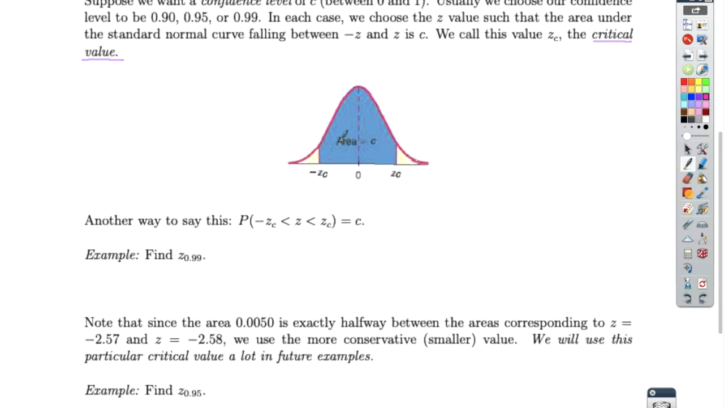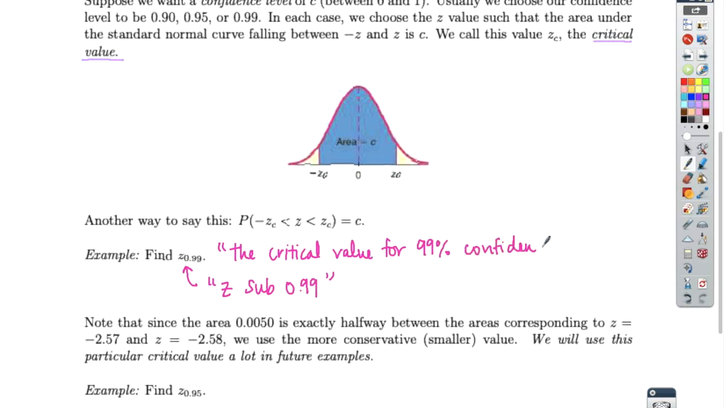These are critical values. That percent area is between the critical value and its negative reflection on the other side. So I kind of already gave this away. The way that we read this is z sub 0.99, or you can say the critical value for 99% confidence.